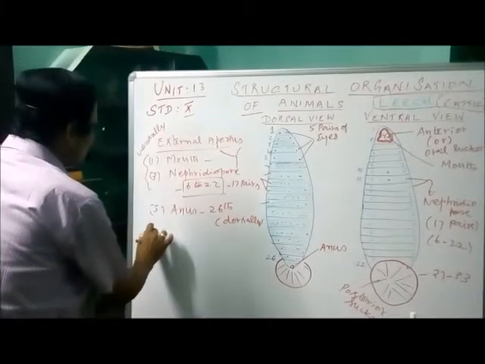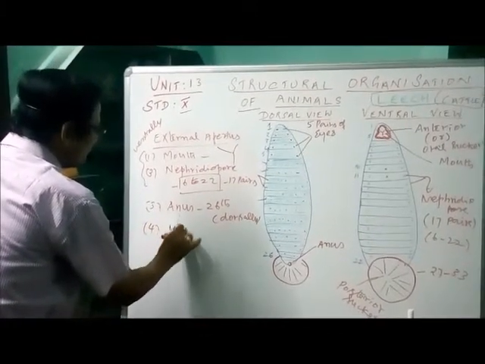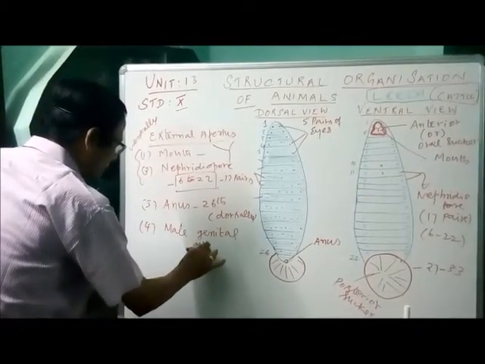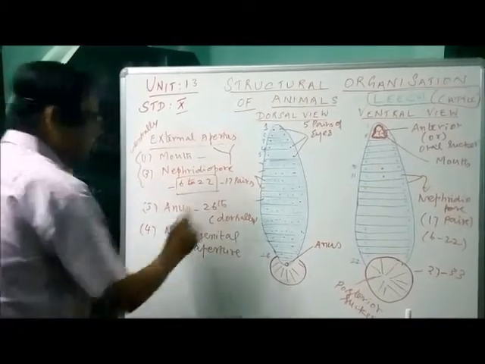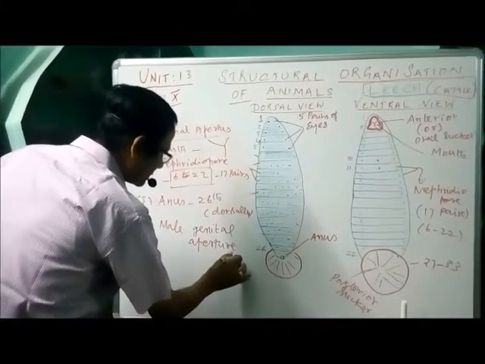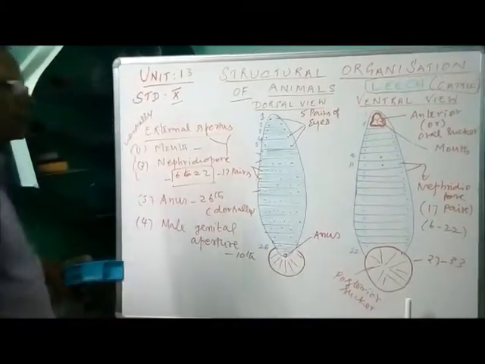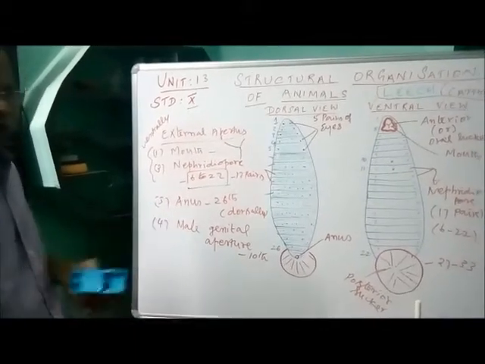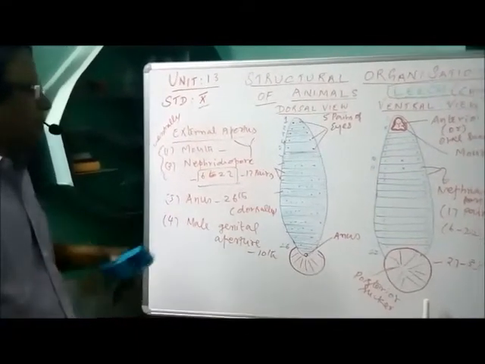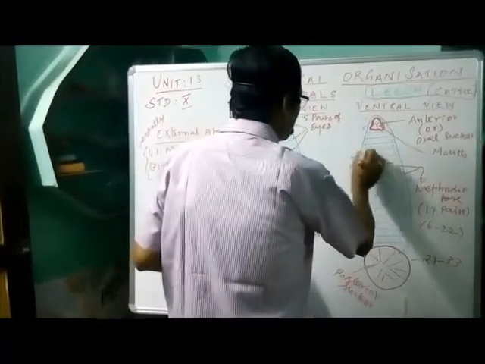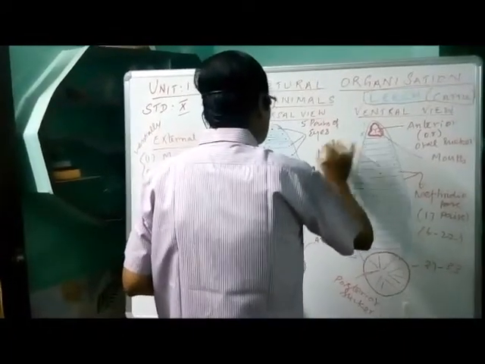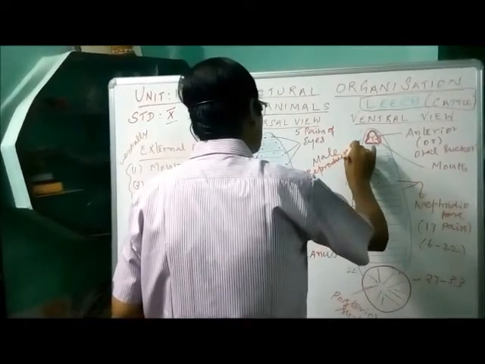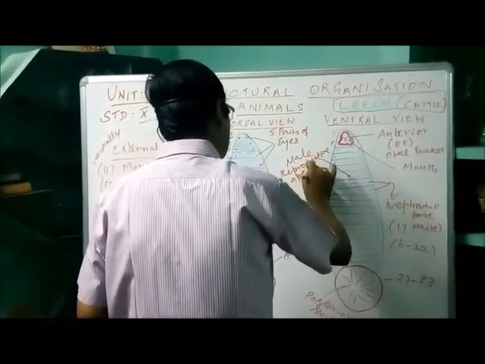Then the male genital aperture. The opening of the male reproductive system is formed in the 10th segment, between the second and third annuli. Now this opening is the male reproductive aperture.